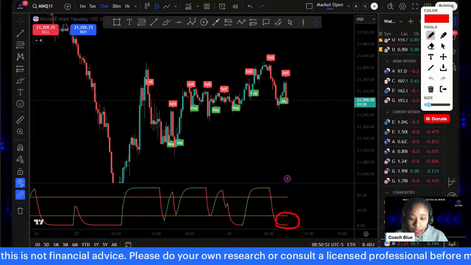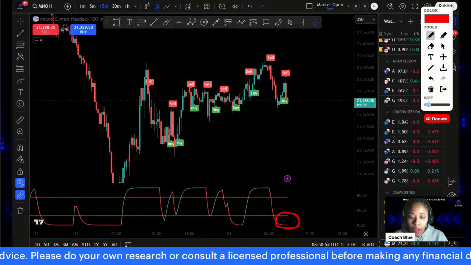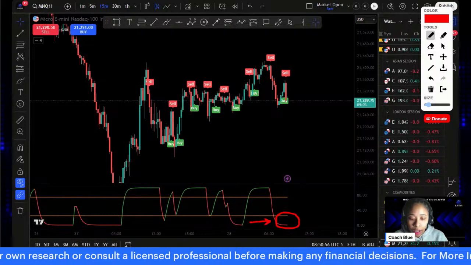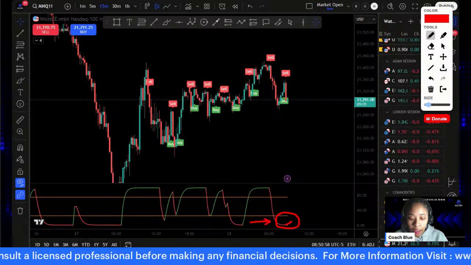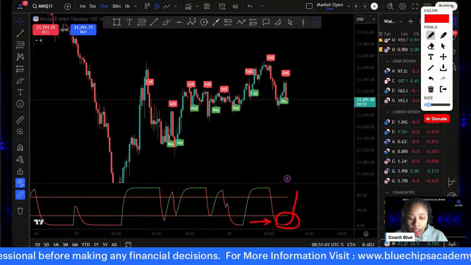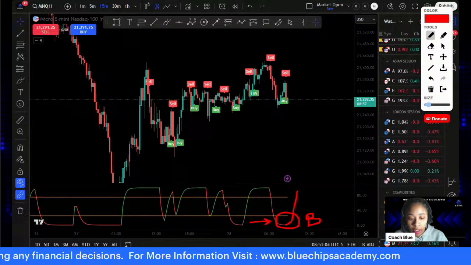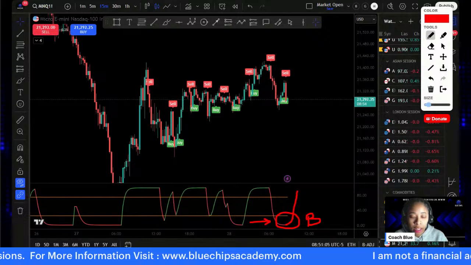Here's our STC. We know that when price is oversold, think of the roller coaster, we're expecting it to go up. So we're looking for buys. So our directional bias for today is buys.